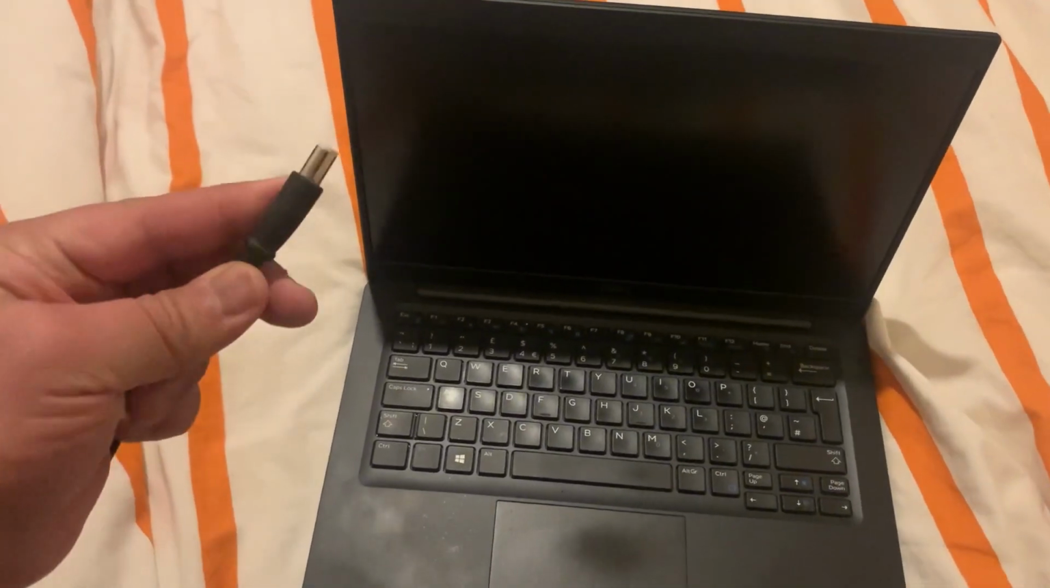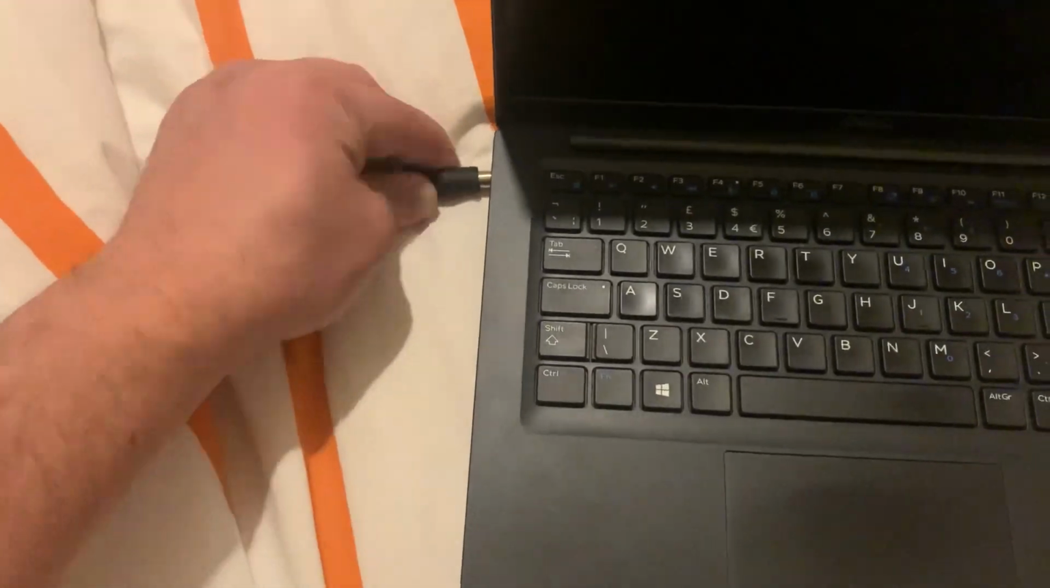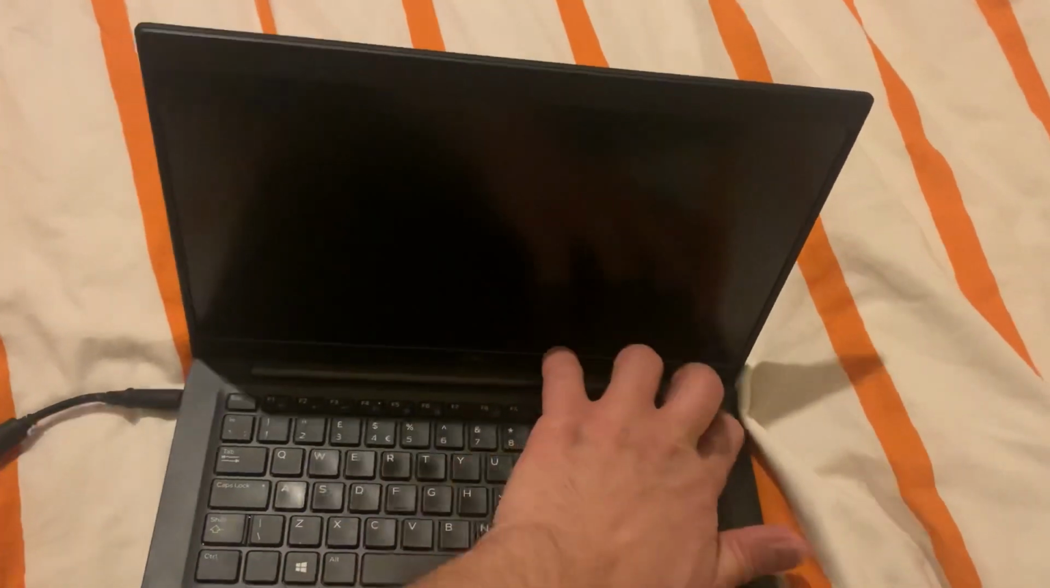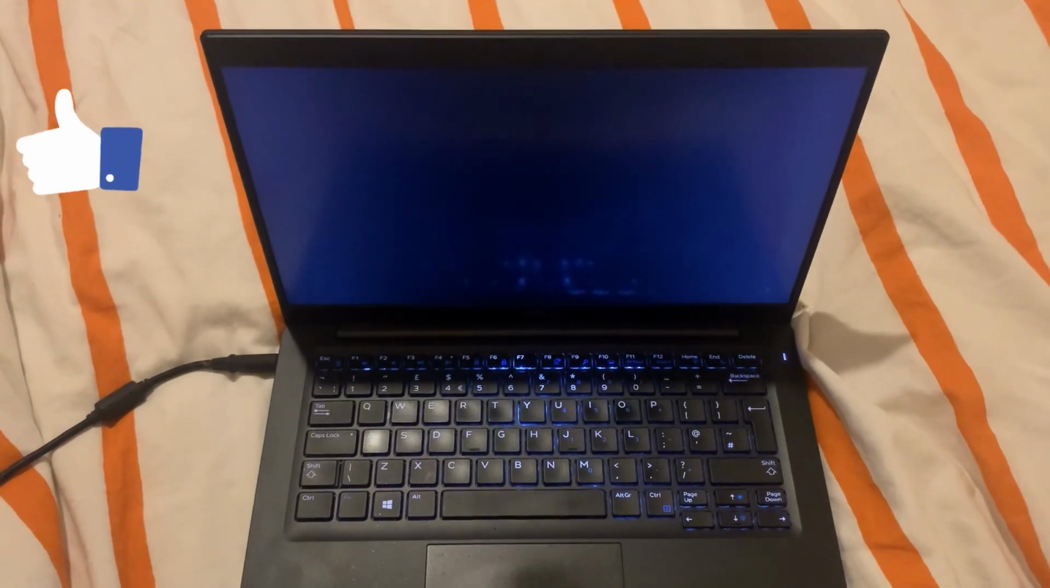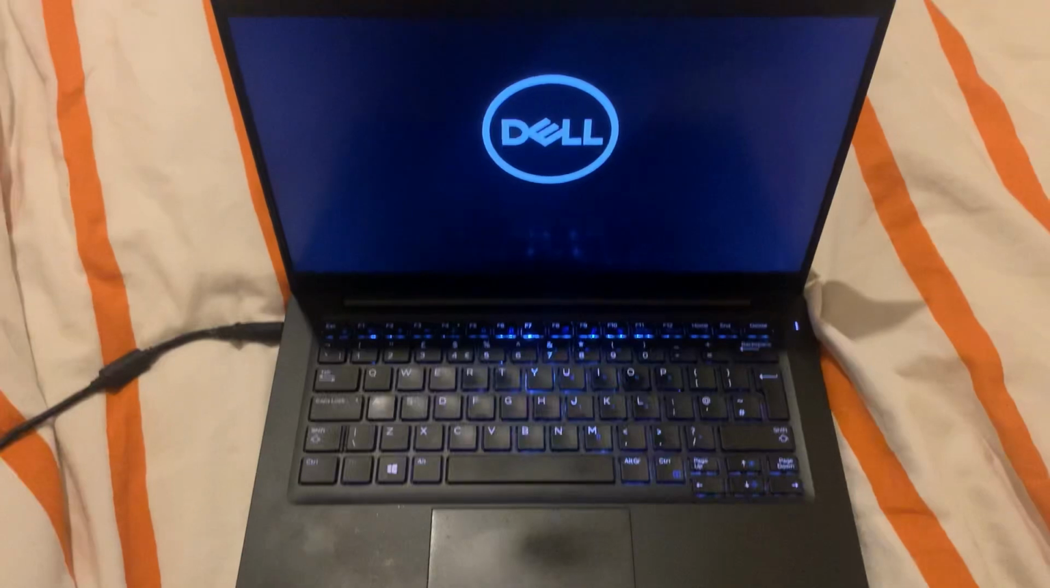Now what you need to do is plug in your power cord again. Moment of truth. Okay, I can see it flashing there. Let's power on the laptop. Yes, result. Guys, please try this method. It should work for you.